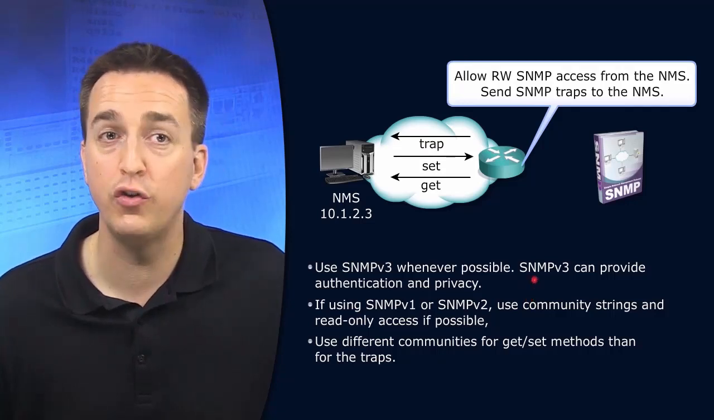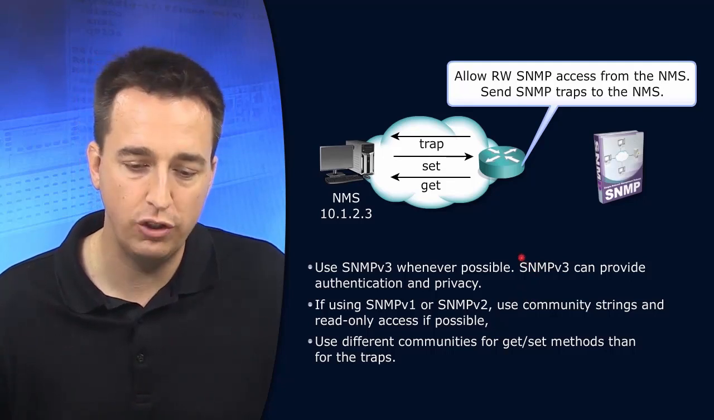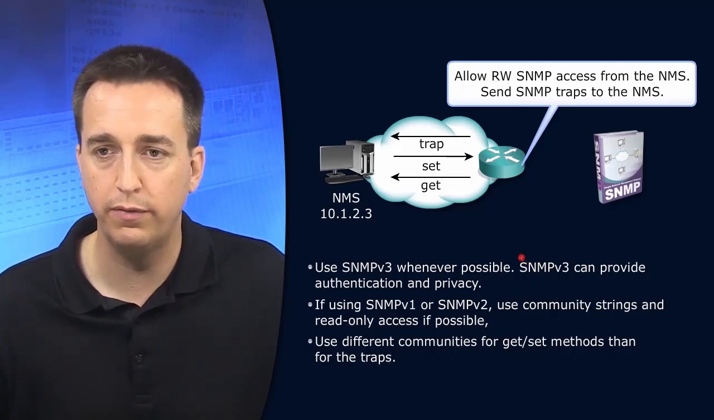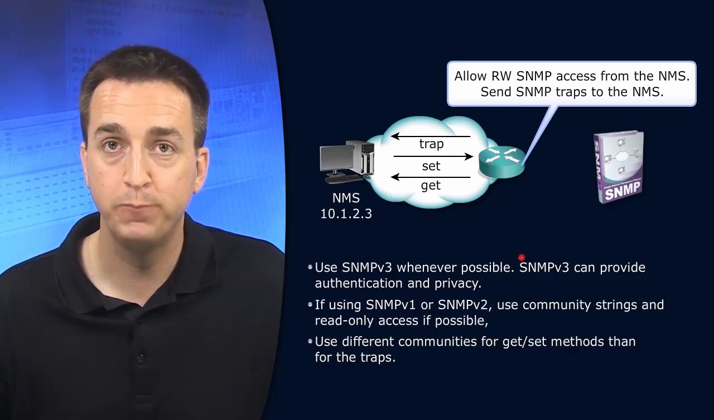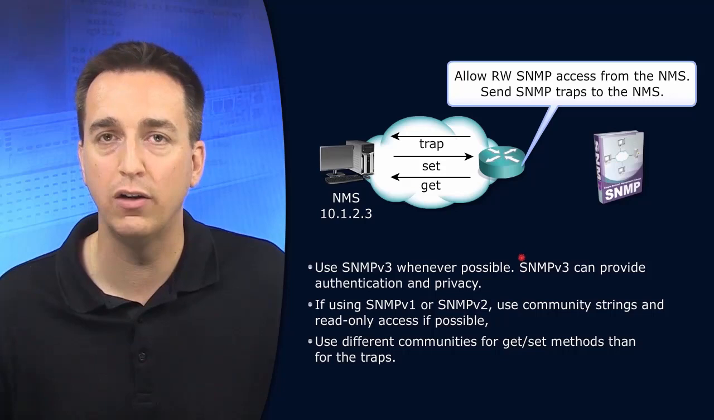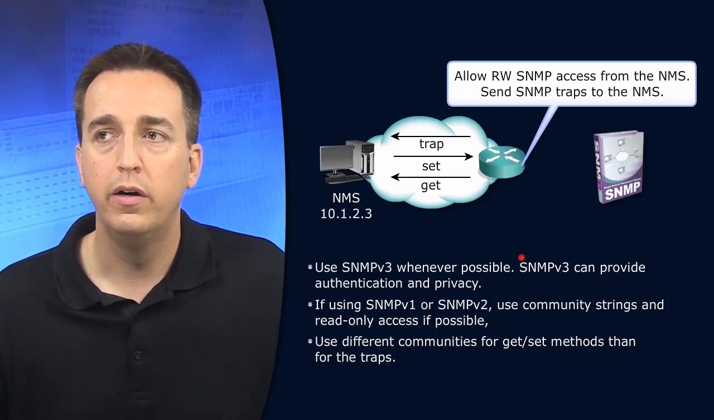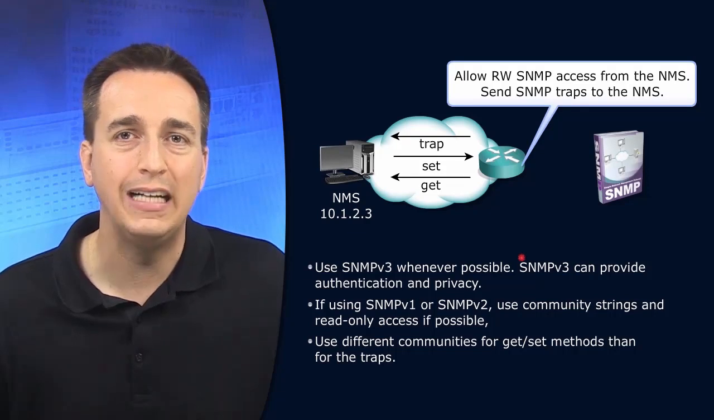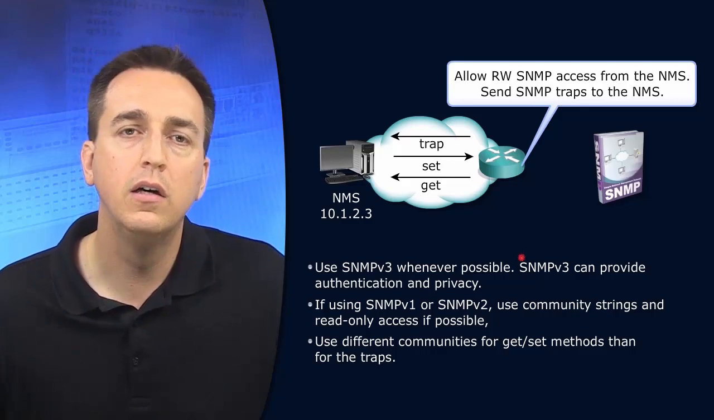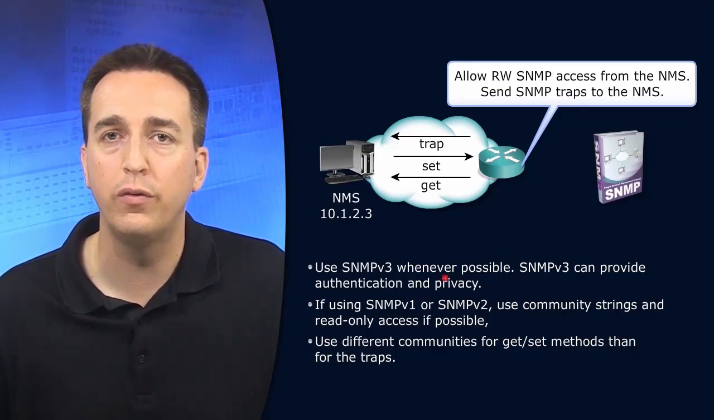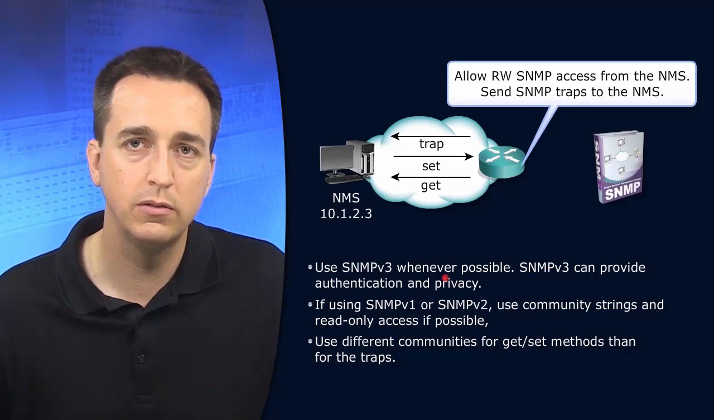With SNMP version 3, we get authentication through the use of MD5 hashing or SHA-1 hashing, so we can verify at a higher degree that the device we are communicating with is a legitimate device. Privacy is going to be offered through encryption algorithms, DES, triple DES, or AES.